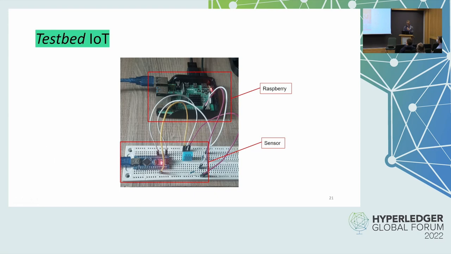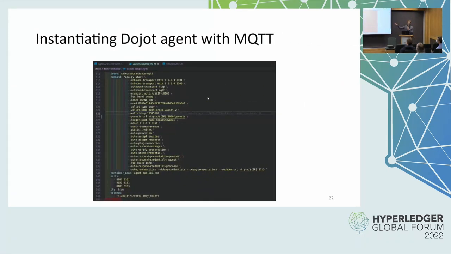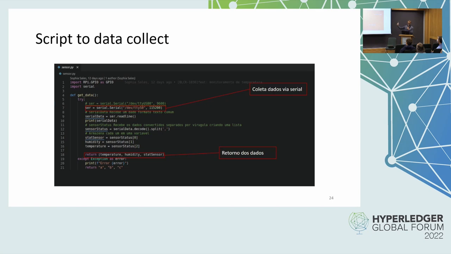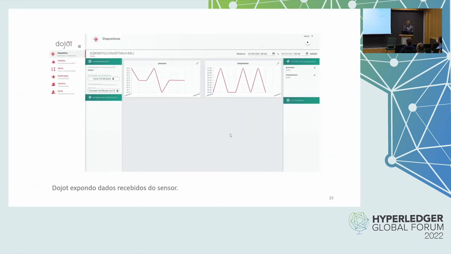So we have our Raspberries with the sensors connected to them. This Raspberry has an ACA-Py agent embedded on it. The difference is here. In the settings of ACA-Py, we have to set the MQTT broker configurations. So we have a broker on MQTT, and we change ACA-Py to receive this information and to use MQTT as its main protocol. Then we have a script to collect the data sent from the IoT devices. And we have the Dojo platform receiving the data from the devices, like pressure or temperature.